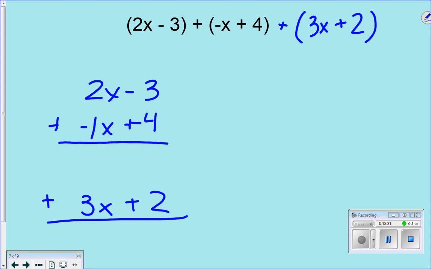Remember you're adding them, so 2 plus a negative 1 is just a 1. Remember you're adding them, not multiplying. Did you get it? Confident? Yeah. Okay.